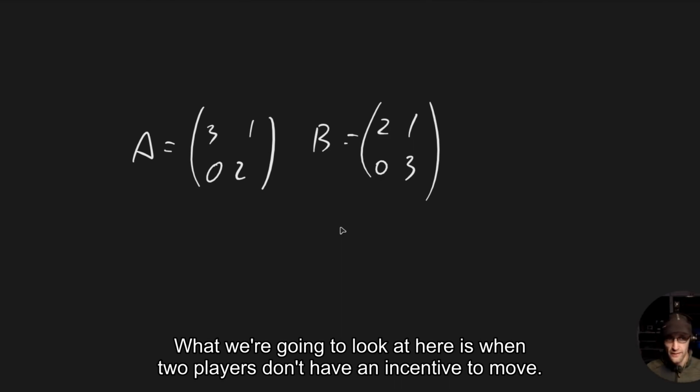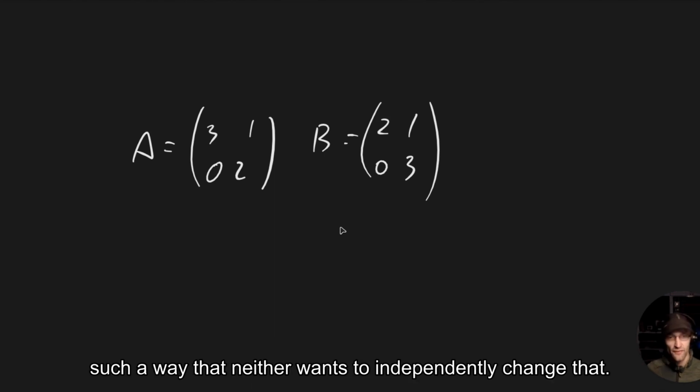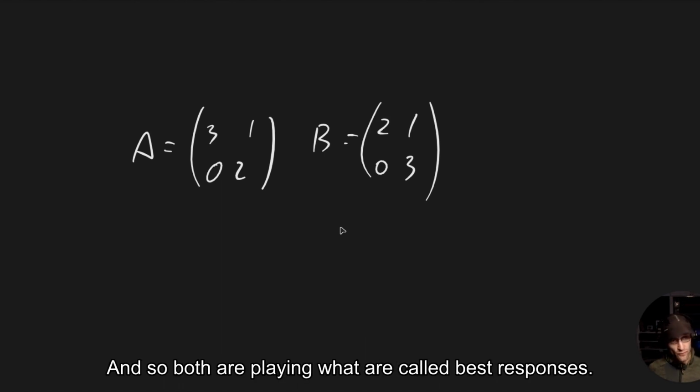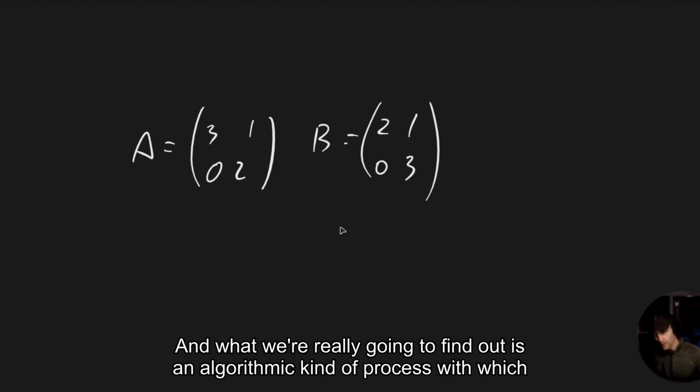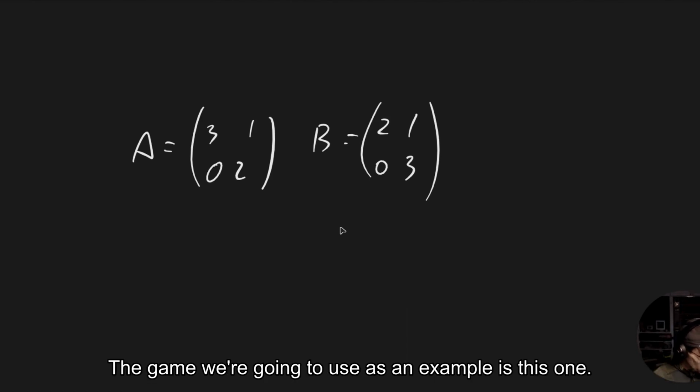What we're going to look at here is when two players don't have an incentive to move. In other words, when both players are playing strategies that make them choose actions in such a way that neither wants to independently change that. And so both are playing what are called best responses. And what we're really going to find out is an algorithmic kind of process with which we can always find these things. The game we're going to use as an example is this one.